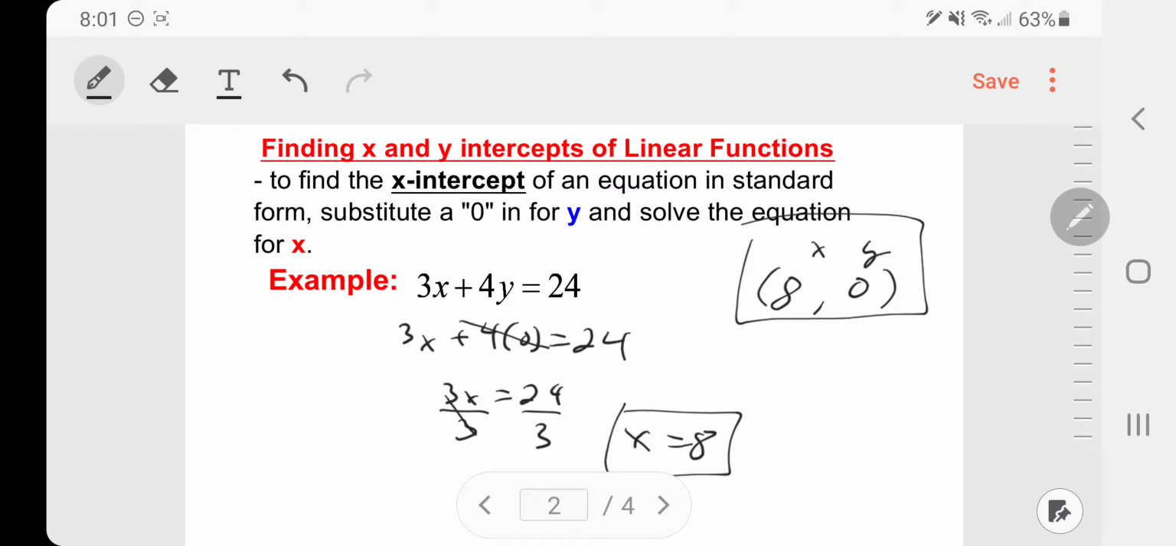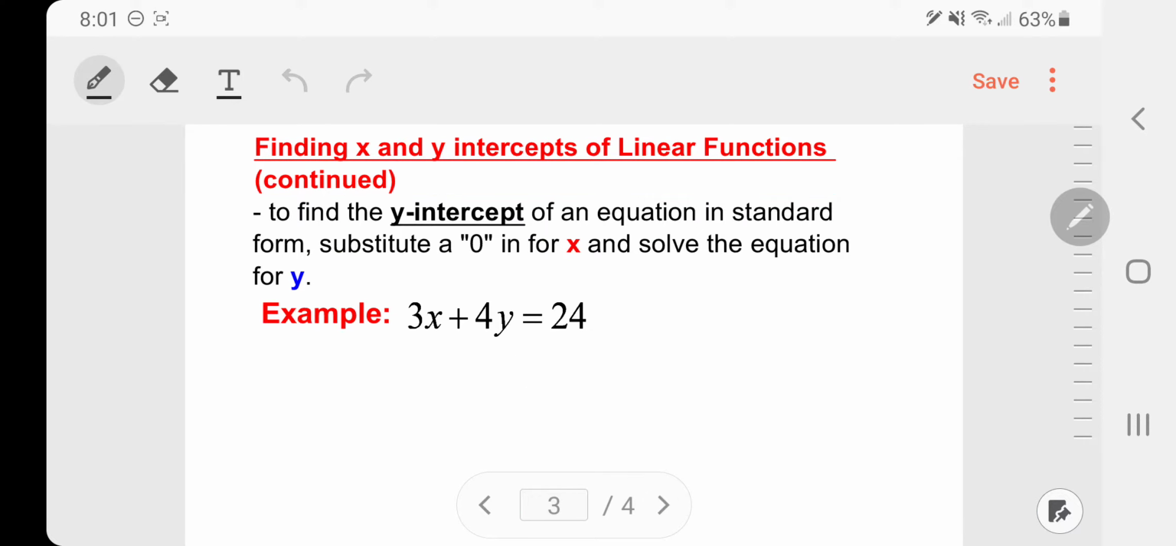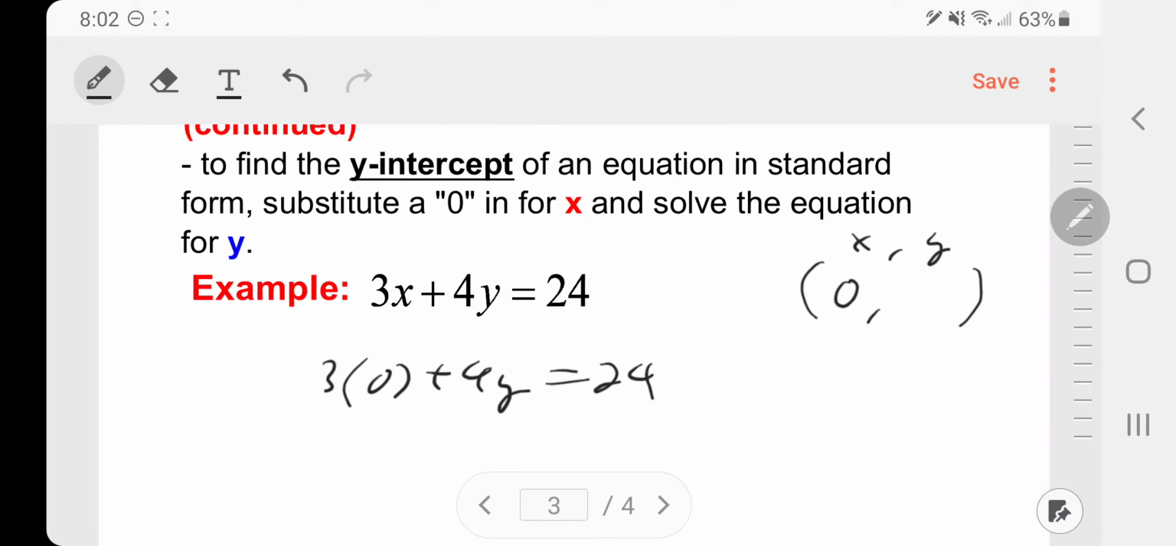All right, let's try to find a y-intercept now. So same idea, but we're using a different coordinate. Okay, now we're finding the y-intercept, which means that our x is going to be the number that we're setting equal to 0. So I'll go ahead and put my coordinate over here. We know that x is going to be 0, and this time I'm trying to find our y-coordinate. Same idea, plug in 0 for x, and then solve for y.